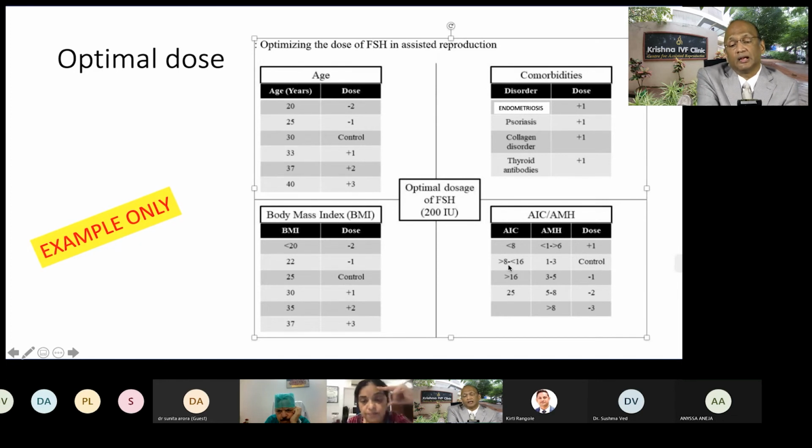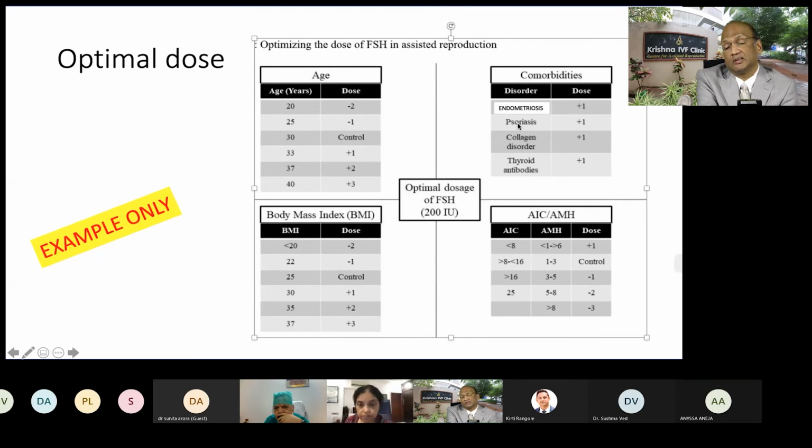If I have an AFC between 8 to 16, then my starting dose is this. If it is less than 8, then I add another 25 units. If the AFC is more than 16, I minus 25. Then I also look at high levels of thyroid antibodies, especially the antimicrosomal antibodies, and if they are very high, in thousands, I add another 25 units.